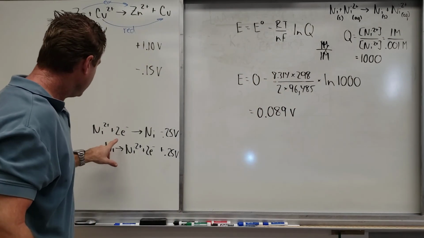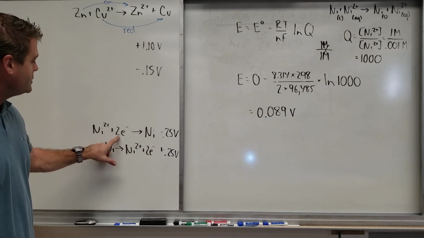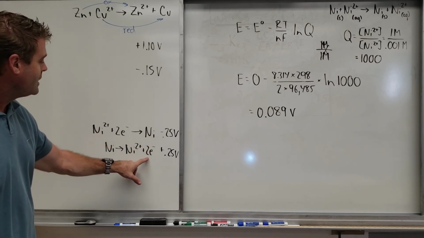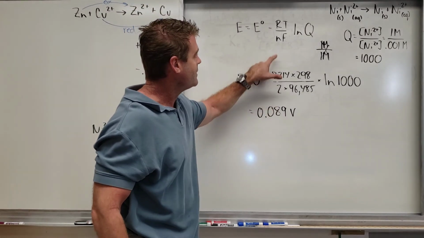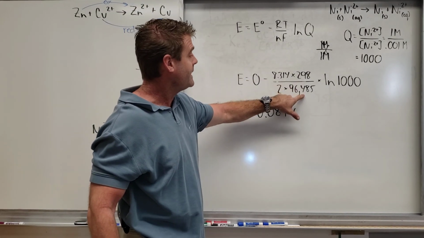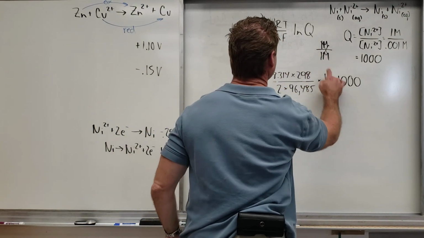Because look, 2 moles of electrons are gained here, 2 moles of electrons gained here. How many moles of electrons were transferred? 2. So that's where the 2 comes from. And then you remember F is Faraday's constant. We plug that in. Okay, and then it's times ln of Q.